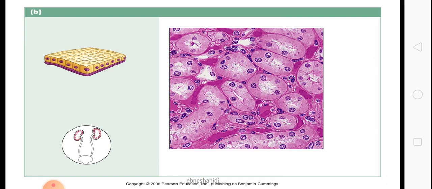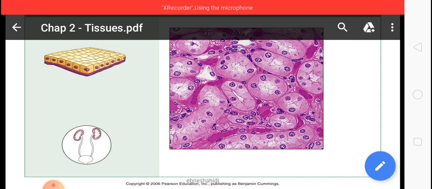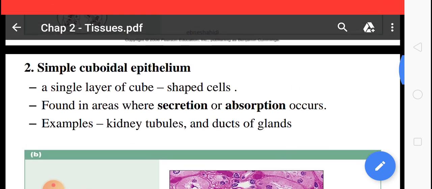And gamete formation, as I told you, it is also present in the germinal epithelium of the testes. So the cuboidal cells of the germinal epithelium produce gametes. These gametes are responsible for reproduction.